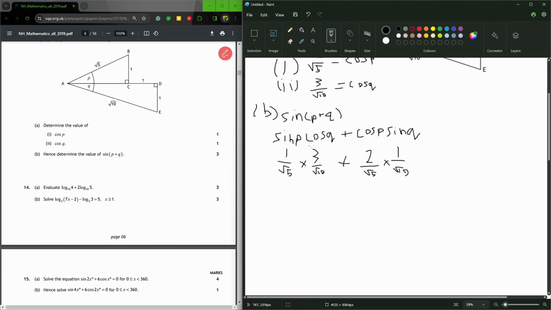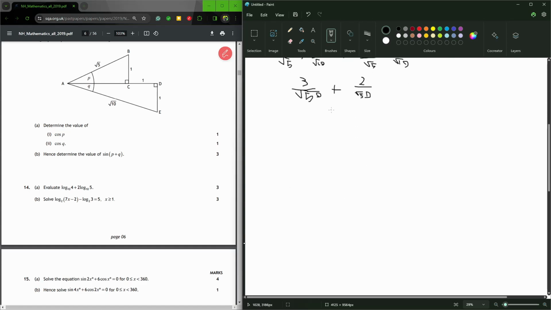So 1 times 3, I hope you know that, is 3. Root 5 times root 10 is root 50. Seems good enough. Then plus 2 times 1, that's 2, and then another root 5 times root 10, so that's root 50. Brilliant. And then let's add them together. Same denominator, so we can just go straight to 5 over root 50. And that's a pretty bad answer, don't you think?